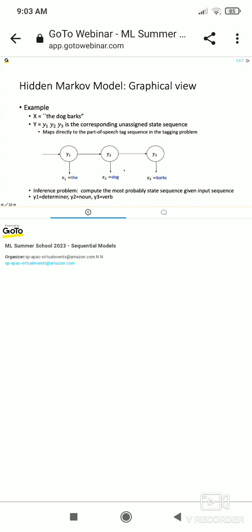This is the graphical view of HMM, for the example sentence, the dog barks. This is generated by the underlying hidden state sequence y1, y2, y3. These underlying hidden states can be directly mapped to the POS tags. The main challenge here is we know the observation sequence, but we don't know the hidden states which generated this sequence. So during the inference problem, we have to estimate the most probable state sequence given the input sequence.